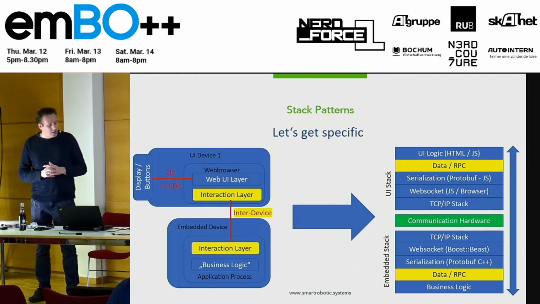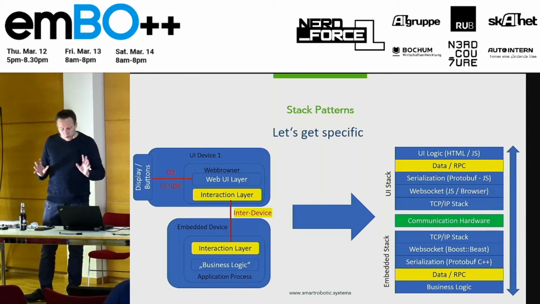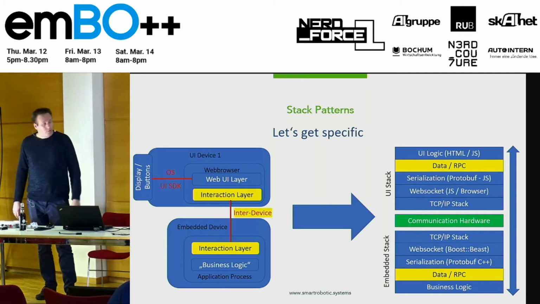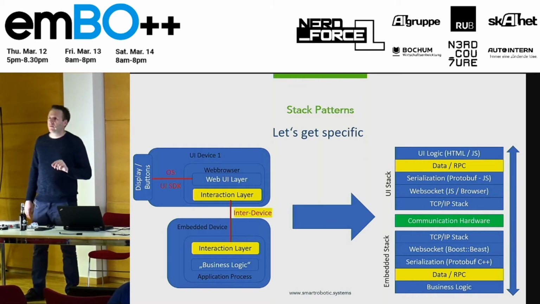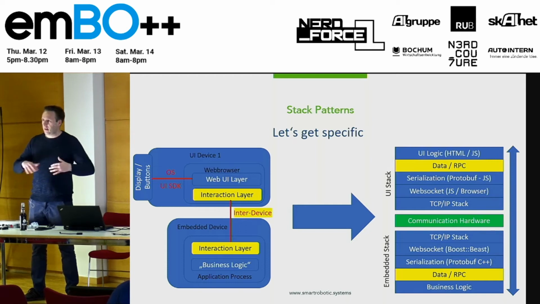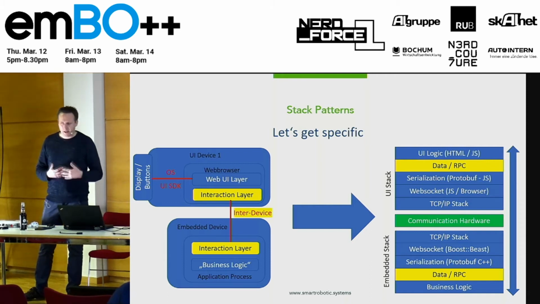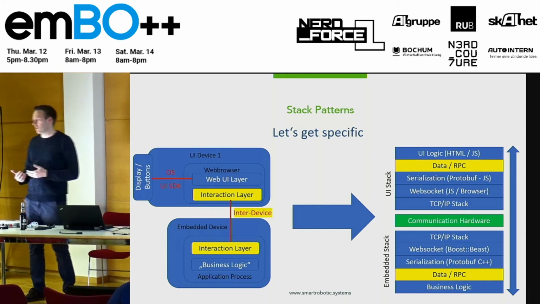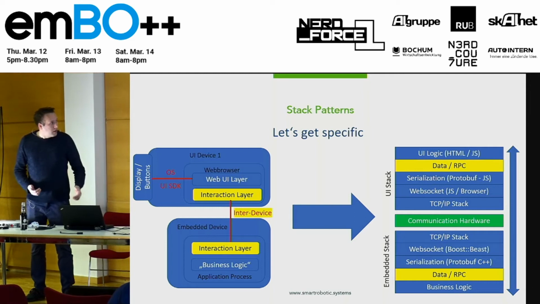Then we have the communication hardware, whatever that is. I will come to that a little bit later. We have, on the embedded side, again the TCP IP stack. We have the WebSockets, which can now be implemented, for example, by Boost ASIO and Boost Beast. So Boost ASIO is the underlying basic technology, and Boost Beast adds HTTP and WebSockets on top of it.